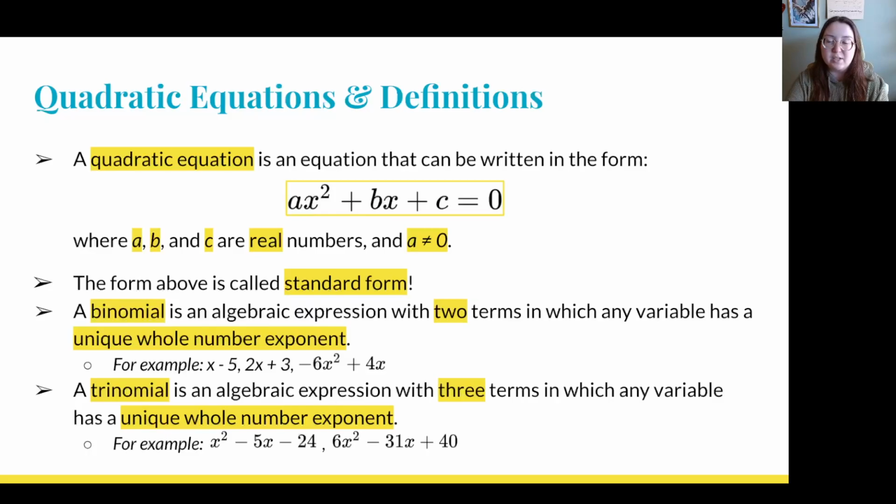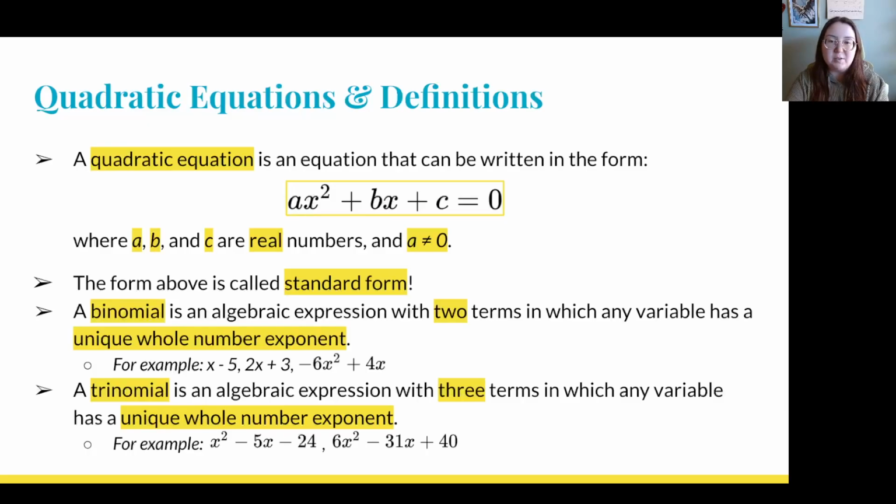A quadratic equation is an equation that can be written in the form ax squared plus bx plus c equals 0, where a, b, and c are all real numbers and a can't be equal to 0. We say a can't be 0 because if it were, you'd have 0 times x squared, which would be 0, getting rid of your x squared and making it no longer a quadratic equation. The form above is called standard form: ax squared plus bx plus c equals 0.